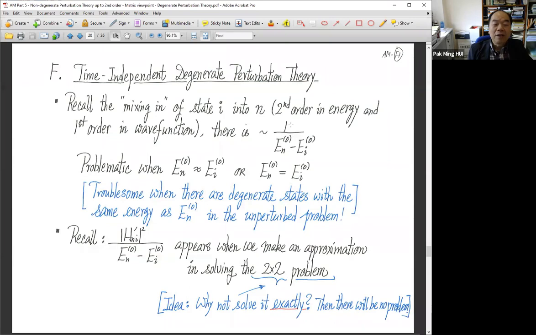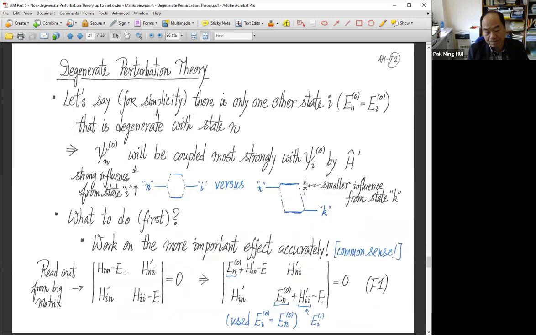So we saw in the results of non-degenerate perturbation theory this kind of expression. So when the denominator becomes too small, okay, this is smaller than delta, not squared, just one of them, then be careful. Don't make the expansion on the square root in the exact expression.